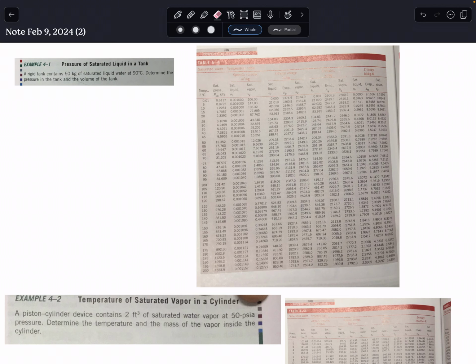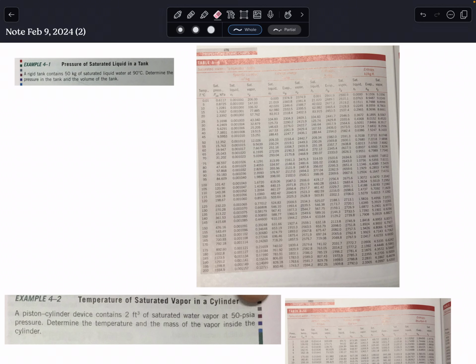So the first example I want us to look at, and please go through this video before doing any assignment in chapter 4. So the first thing I'd like you to understand is how to read the property table.